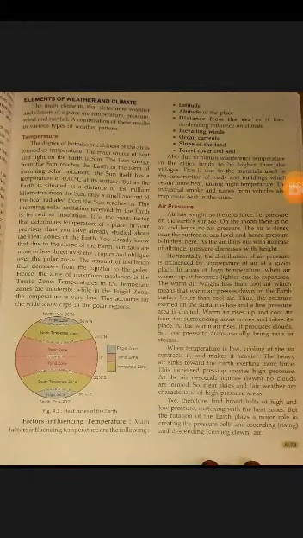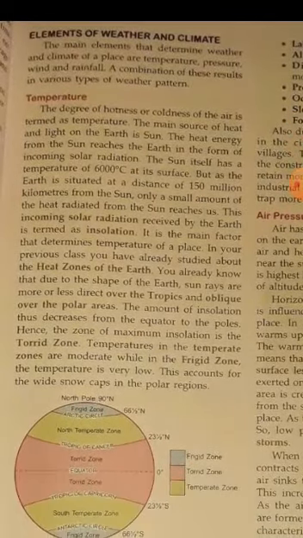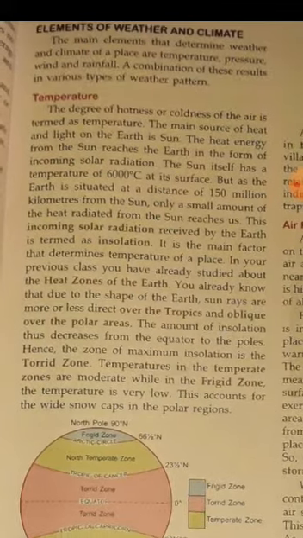In the previous class, you studied about weather and climate. Now let us know about the elements of weather and climate. The main elements that determine weather and climate of a place are temperature, pressure, wind, and rainfall. A combination of these results in various types of weather pattern. So first of all, let us know about temperature.